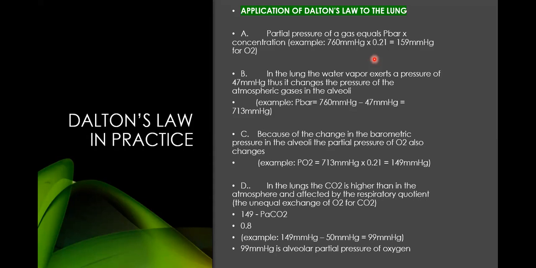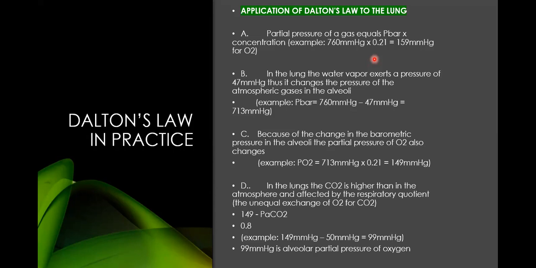Outside, the pressure of oxygen is 159. But when it gets in the lungs, we have to take out the water pressure. So barometric pressure minus the water pressure is 713. Now we take 0.21, which is the amount of oxygen we just pulled in from the atmosphere, times 713, and that gives us 149 millimeters of mercury.